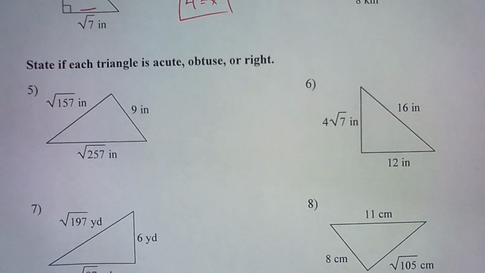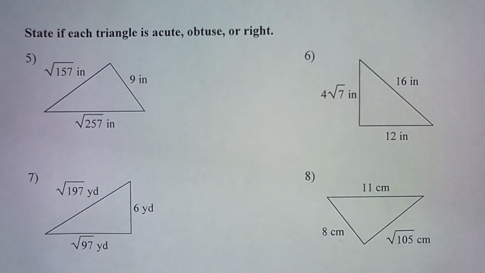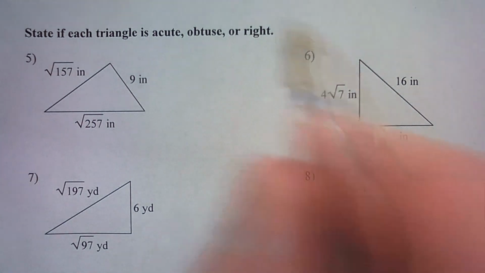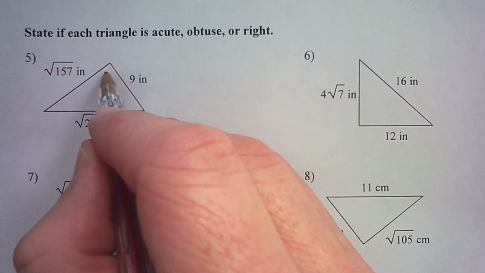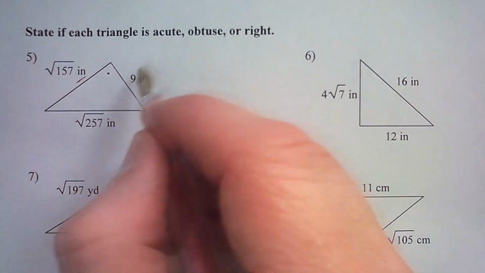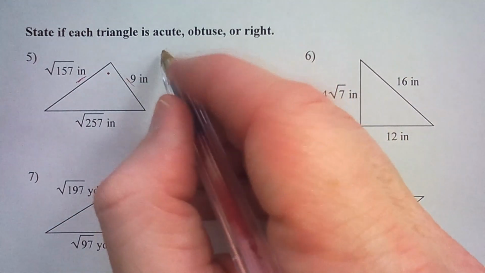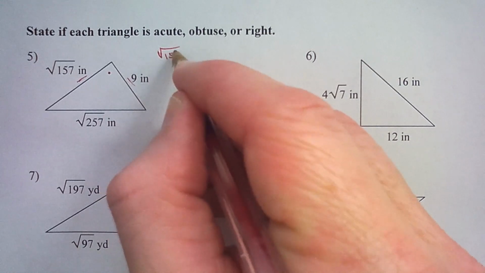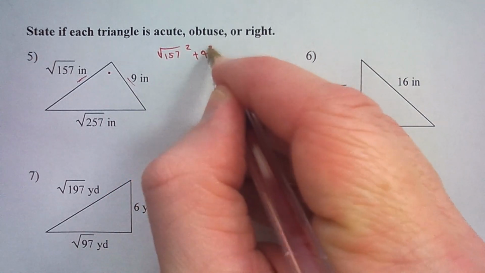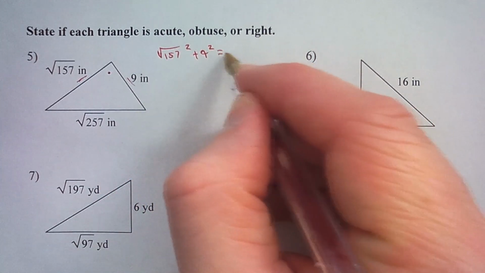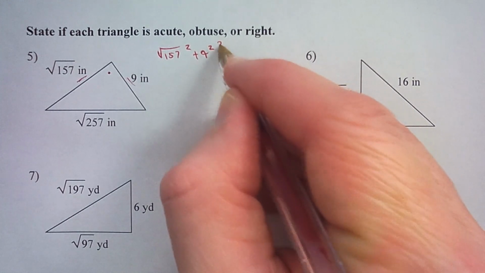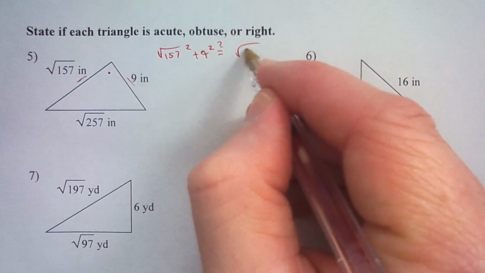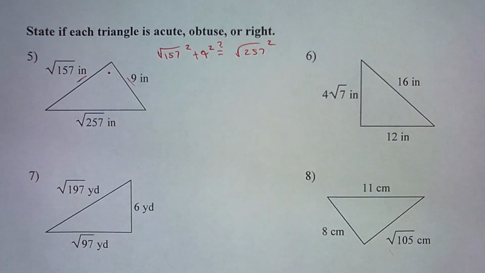Okay, continuing down that left column, state if each triangle is acute, obtuse, or right. So if there's a right angle, it's going to be right here. So we'll count these as what would be the legs. So we've got the square root of 157 squared plus 9 squared. And we want to know if that equals the square root of 257 squared.